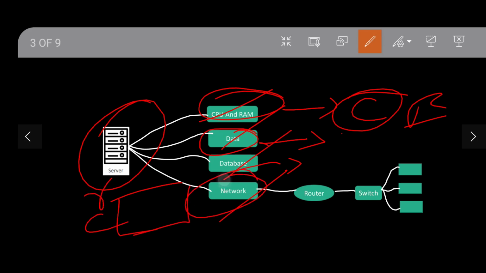Okay, and the network provides us the capability to send our data frame from one IP address to another IP address. Basically, the router plays a role in sending that data frame from one IP address to a certain IP address. The router knows where to send that data, and the switch distributes that data among the different clients or servers. Okay, so this is how servers work.